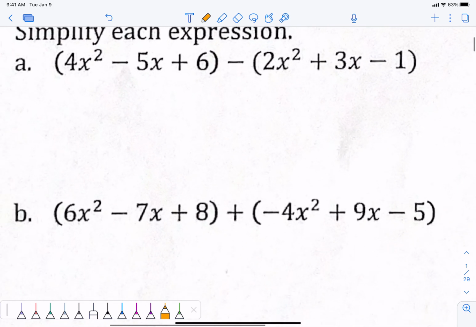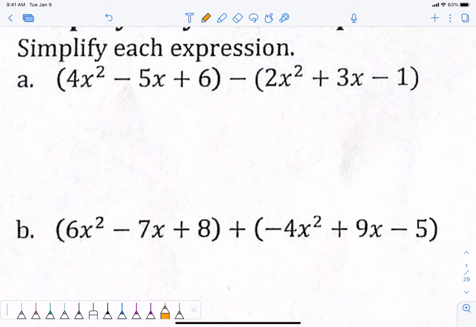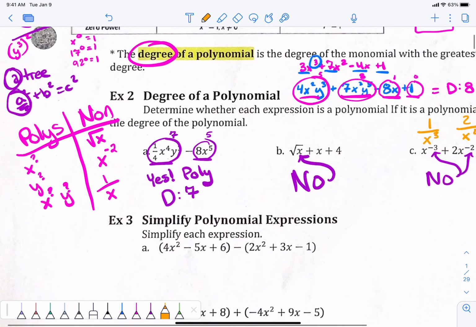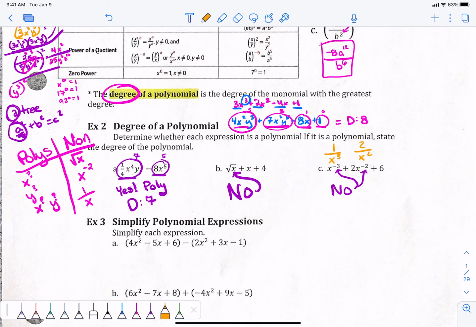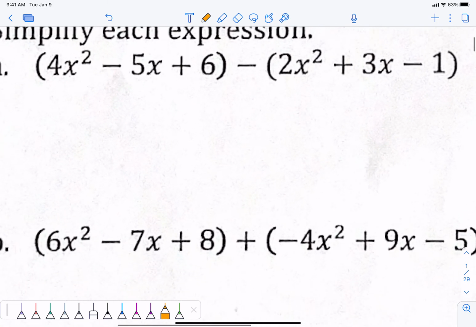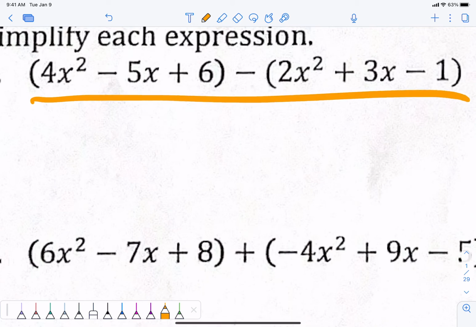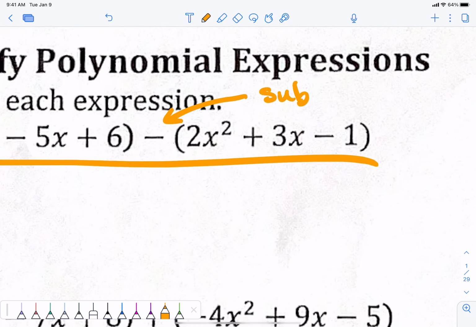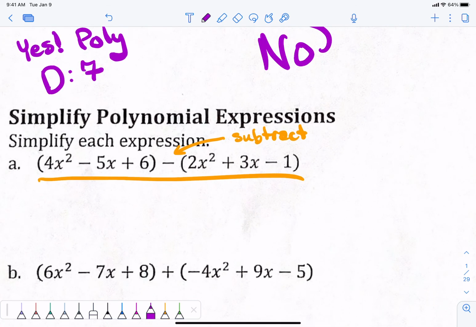These ones are going to be really easy, really fast. So, these guys down below here, what are they asking you to do? Simplify, but the operation is subtraction. We're subtracting. When you subtract, you have to be very careful.